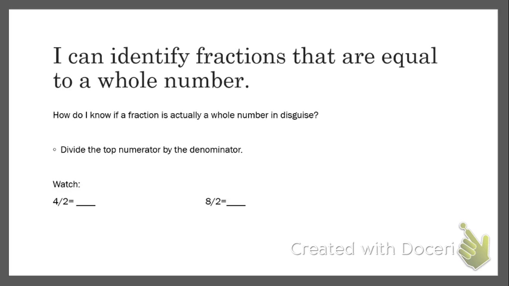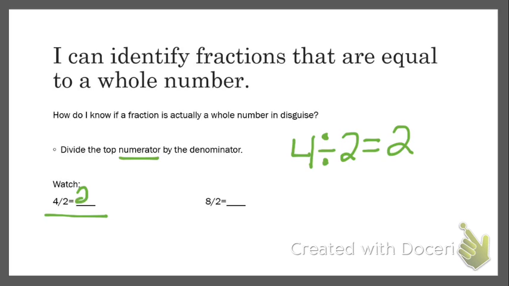So how do I know if a fraction is actually a whole number in disguise? Well, I divide the top, the numerator, by the denominator, okay? So for here, I have 4 over 2, or 4 halves. I'm going to do 4 divided by 2, okay? And from there, I can decide what whole number that actually is. So 4 divided by 2, 2 times 2 is 4, so it must be 2, okay?